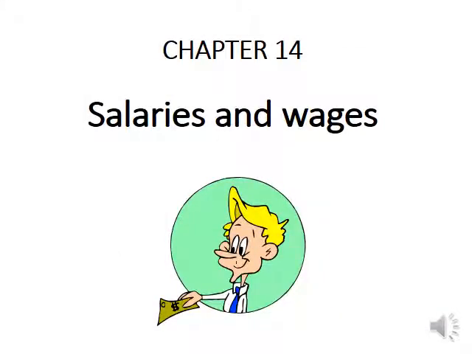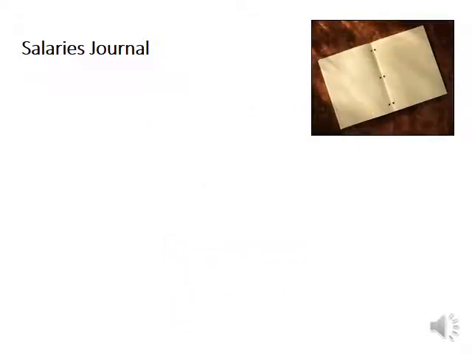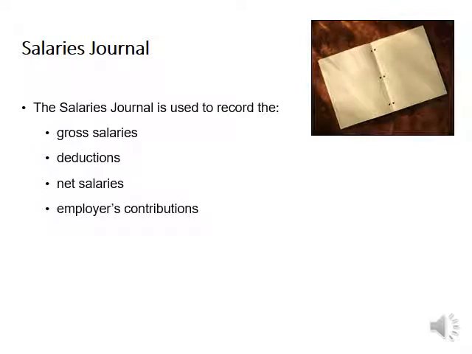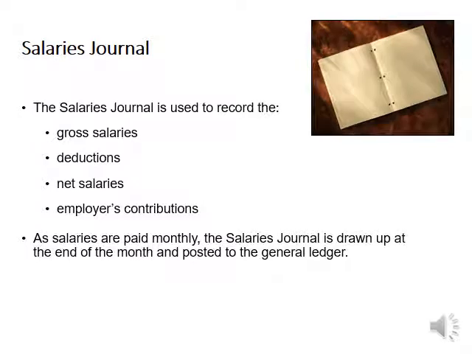Okay, today we're going to look at the recording of salaries and wages in the books of the business. First, we're going to look at the salary journal. The salary journal is used to record the gross salaries, the deductions, the net salaries, and the employer's contributions towards salary employees. As salaries are paid monthly, the salary journal is drawn up at the end of the month and posted to the general ledger.